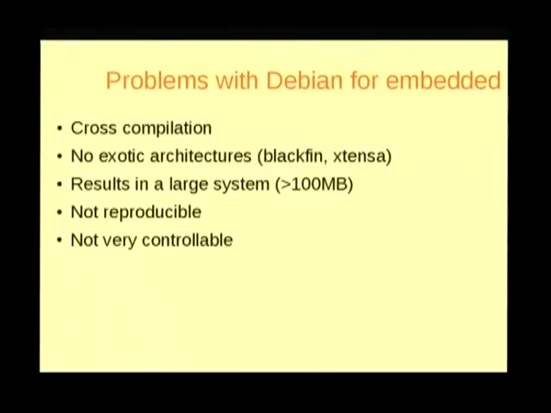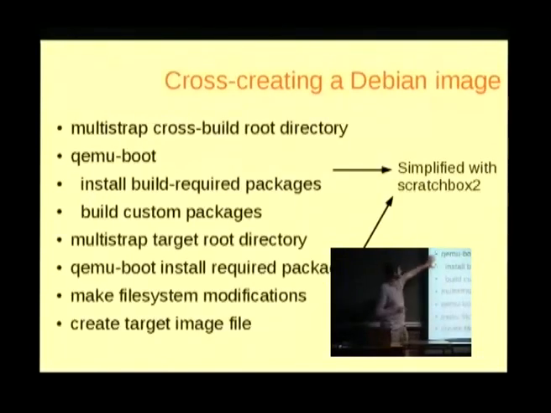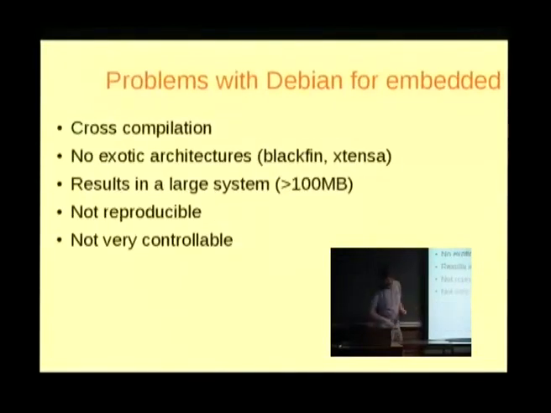Now, there are a couple of problems with using Debian for embedded, and I'll talk about some solutions for these problems. So first is cross-compilation. Having this QEMU in the loop is not really good for performance because, of course, it's emulation, so it's going to slow you down quite a lot. And you can imagine compiling a kernel in an emulated environment is going to take a bit of time. So cross-compilation is one first problem.